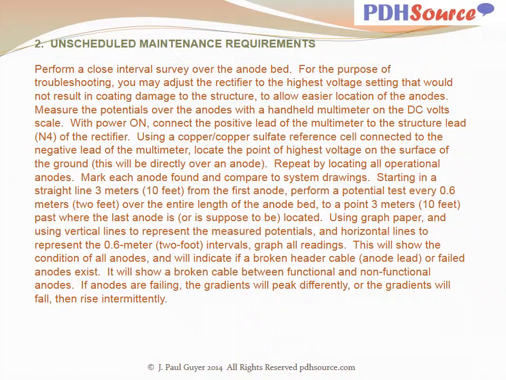Measure the potentials over the anodes with a handheld multimeter on the DC volt scale. With power on, connect the positive lead of the multimeter to the structure lead, N4, of the rectifier. Using a copper-copper sulfate reference cell connected to the negative lead of the multimeter, locate the point of highest voltage on the surface of the ground. This will be directly over an anode. Repeat by locating all operational anodes. Mark each anode found and compare to system drawings.